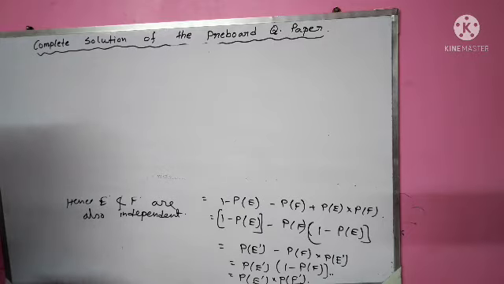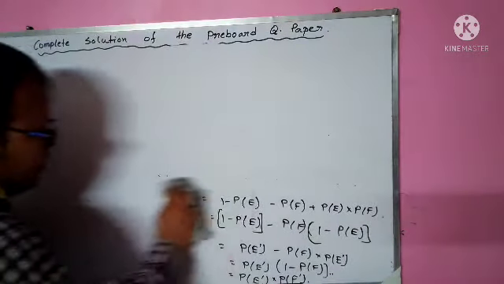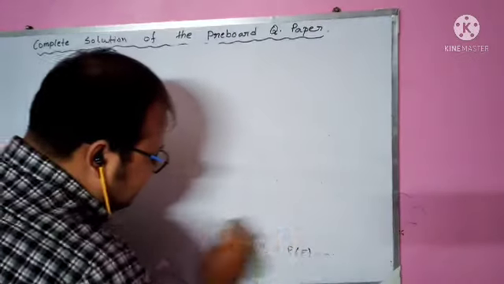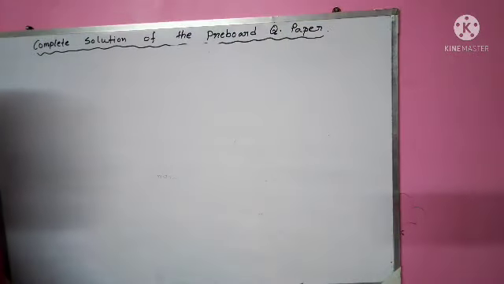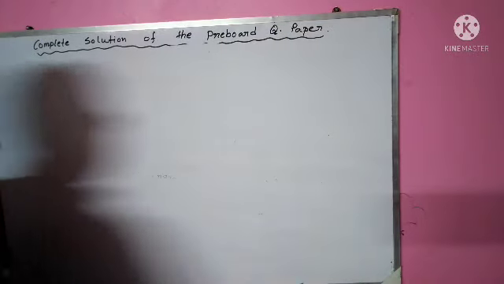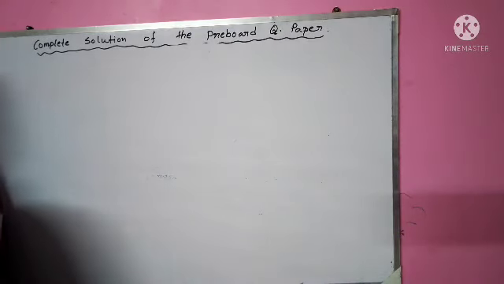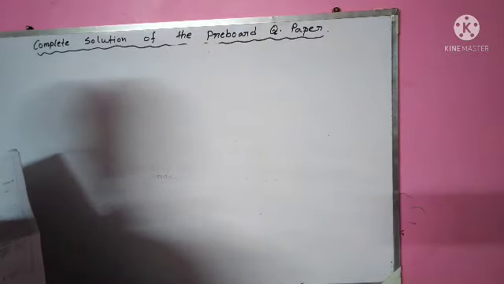Two balls are drawn at random with replacement from a box containing 10 black balls and 8 red balls. And you have to find the probability that one of them is black and another one is red. So there is a box full of red balls and black balls, and the numbers are also given. 10 black balls are there and 8 red balls are there.